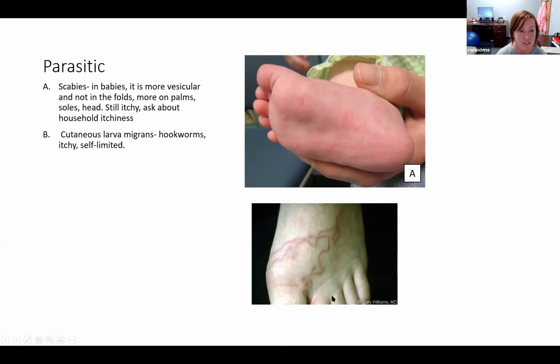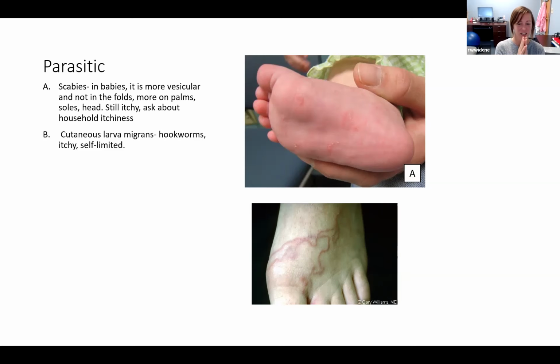And then cutaneous larva migrans, that's always a fun textbook one where you see this beautiful serpiginous worm pathway. Super itchy. It's a hookworm from dirt and soil, so it's usually on our feet. It is self-limited. You don't really have to treat it, but we do.